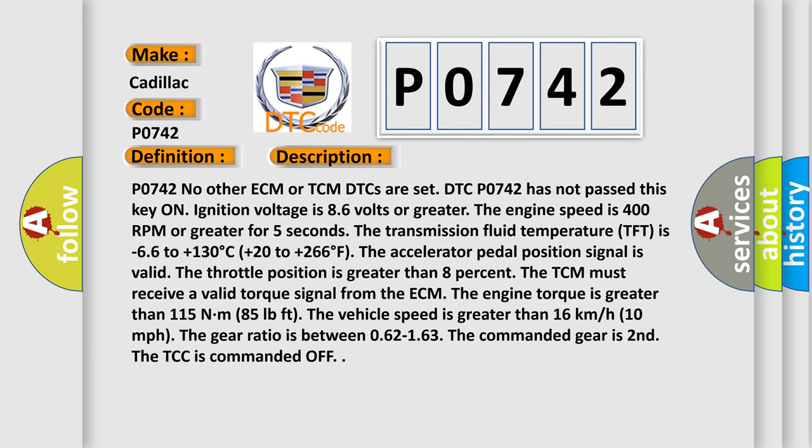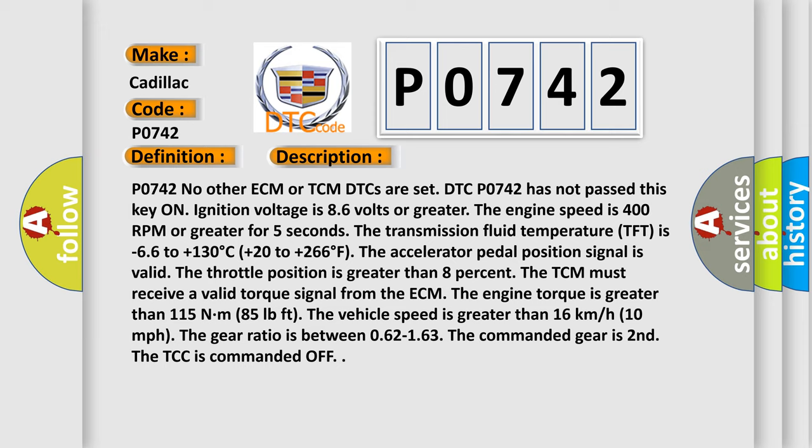P0742: no other ECM or TCM DTCs are set. DTC P0742 has not passed. The key on ignition voltage is 8.6 volts or greater. The engine speed is 400 rpm or greater for 5 seconds. The transmission fluid temperature, TFT, is -66 to +130 degrees Celsius, -20 to +266 degrees Fahrenheit. The accelerator pedal position signal is valid. The throttle position is greater than 8%.